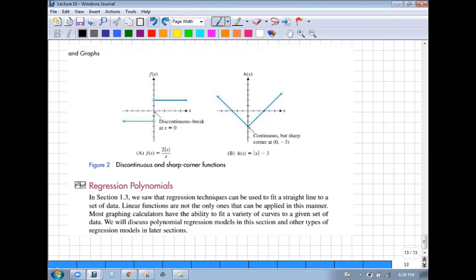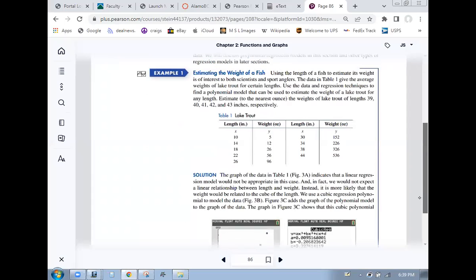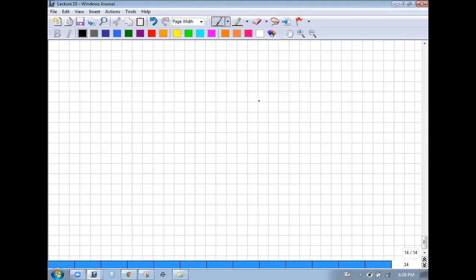Oh, the weight of a fish. We'll do that next time. For your exam.